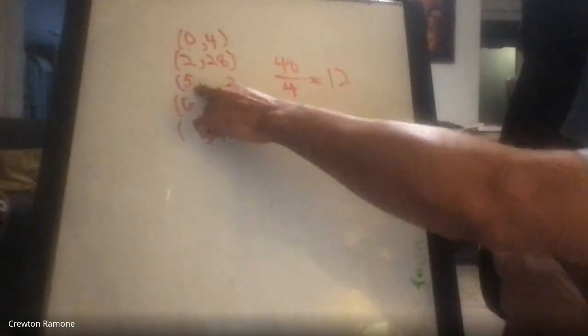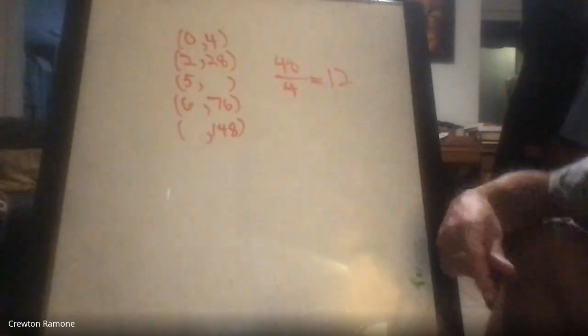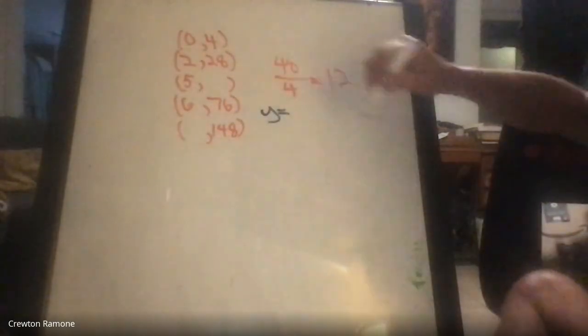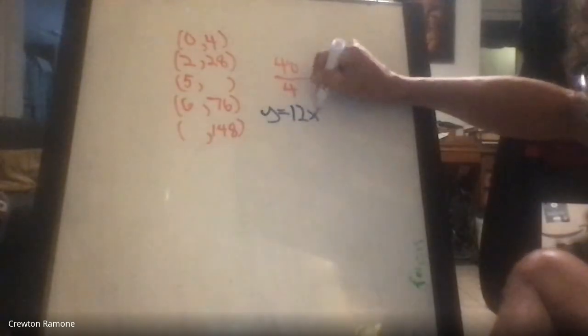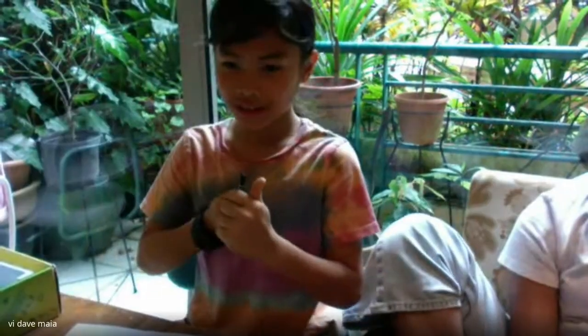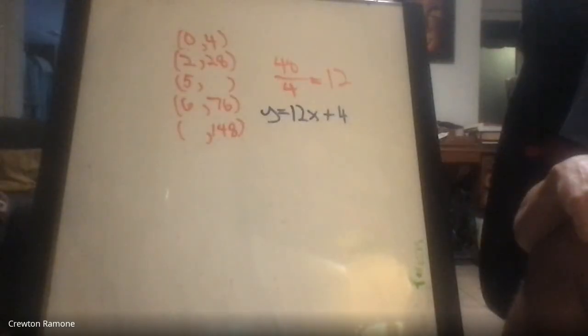All right, so they work for 5. So what is my formula? The amount of cakes, y, is the same thing as 12 an hour, and they started at 4. So after 5 hours, they would have how much? 60.